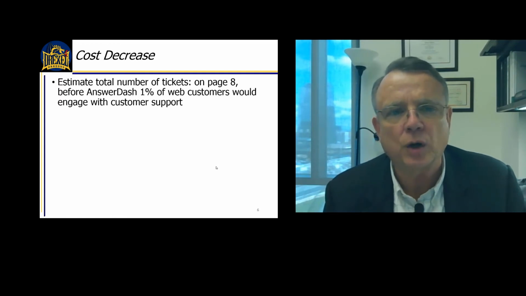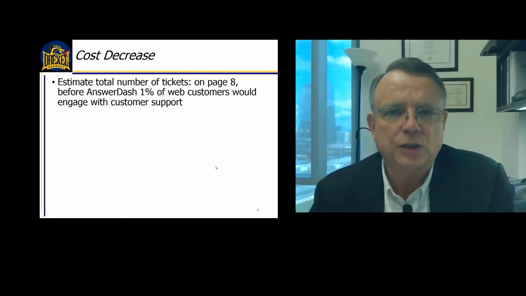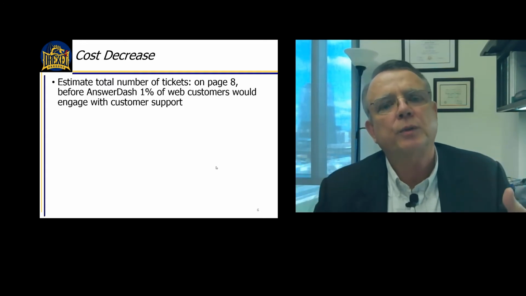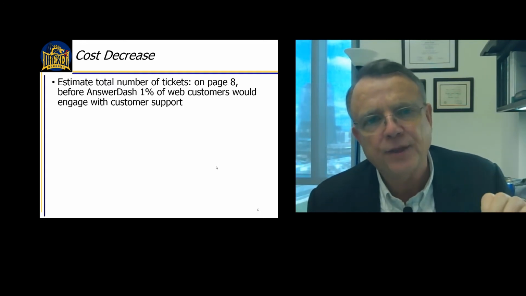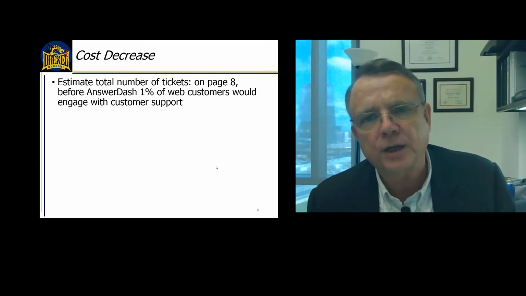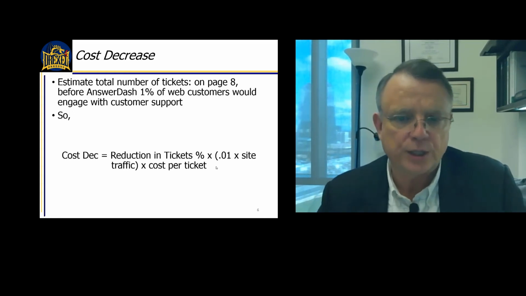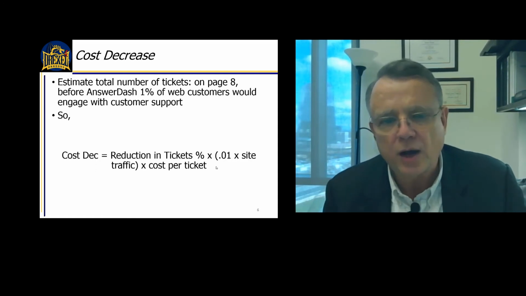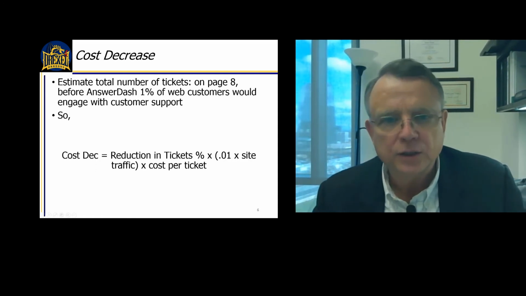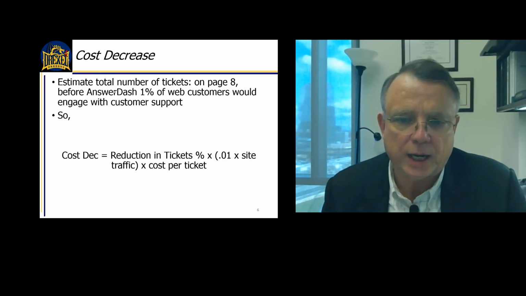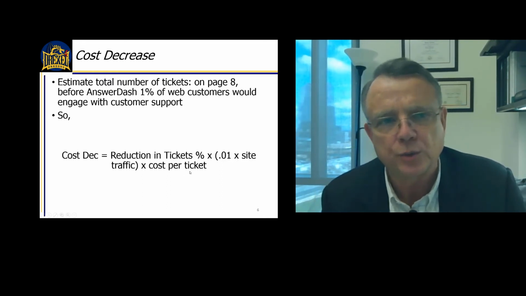The second part of this equation is cost decrease. One thing they don't give you in this case is the total number of tickets, or the total number of customers who use customer support. But on page 8, they give you an estimate that 1% of customers engage with customer support. So you can calculate the cost decrease by looking at the percent reduction in tickets times site traffic times 0.01. What this bullet point is calculating is their customer service traffic before Answer Dash. And then the cost per ticket varies between each one of the customers.